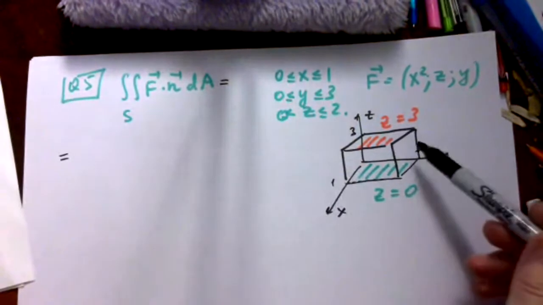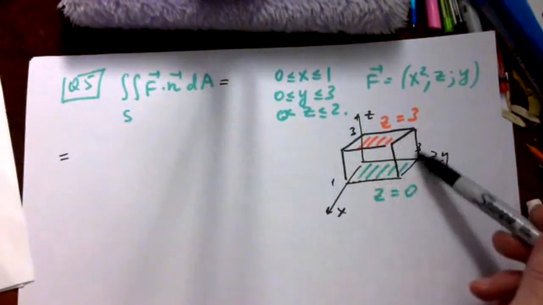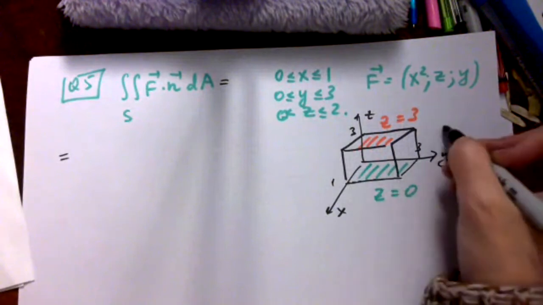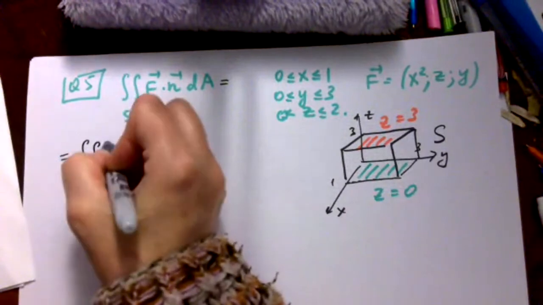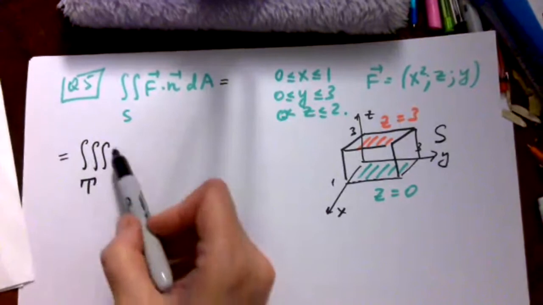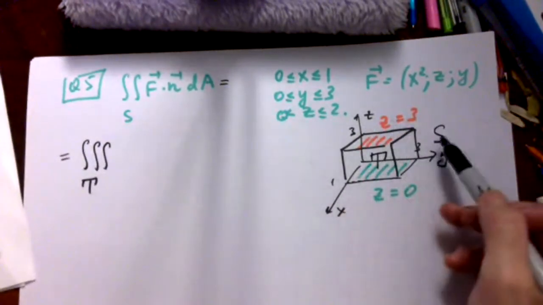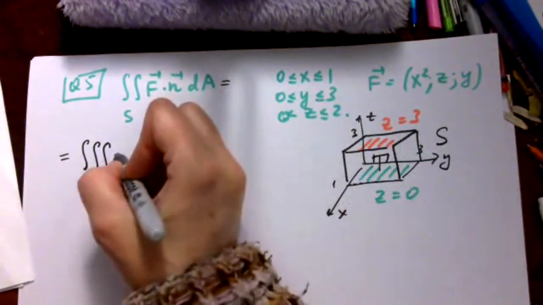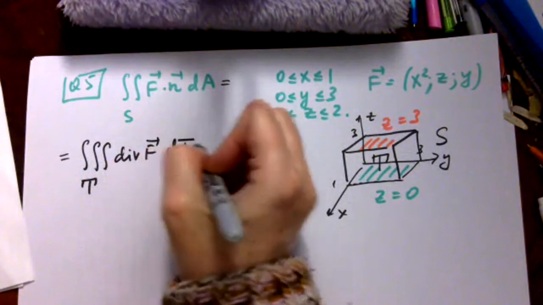We are asked to calculate the flux through the whole surface of this parallelepiped, the whole surface. And the whole surface, of course, is closed. That is why we are very lucky. We are able to apply this beautiful divergence theorem. All we need to do is calculate the triple integral over this volume, which is determined by this closed surface S, inside this closed surface S, of the divergence of our vector field, and that's it.